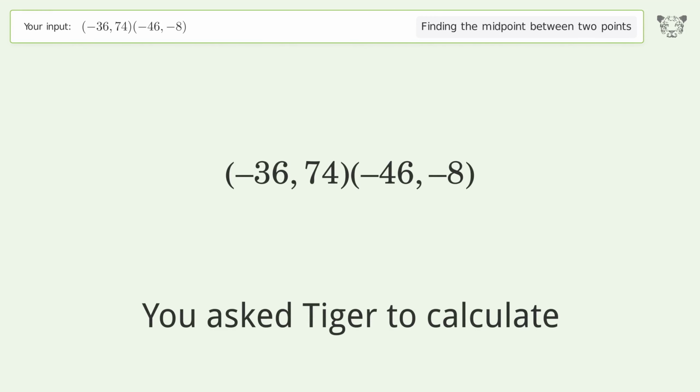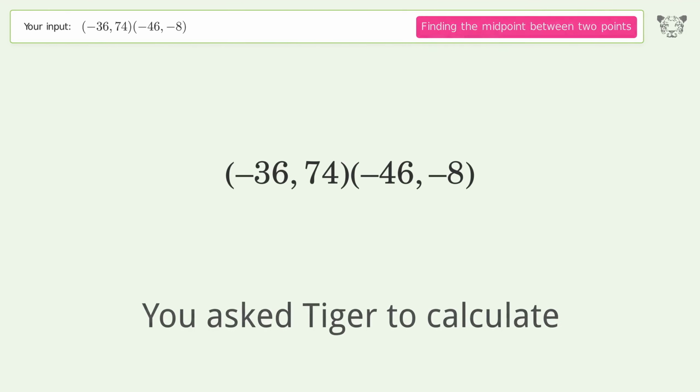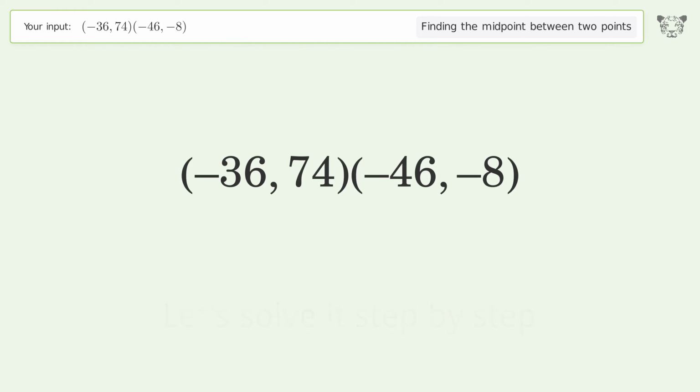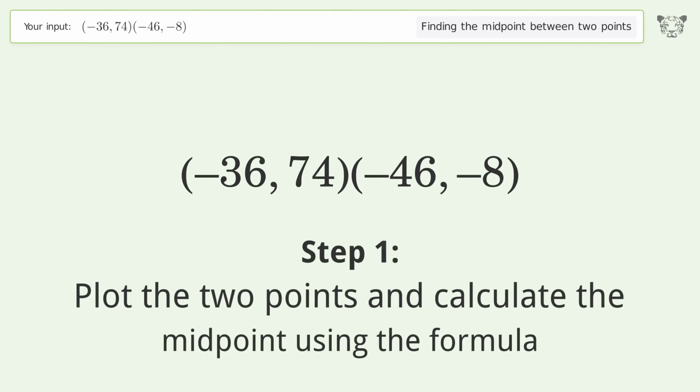You ask Tiger to calculate. This deals with finding the midpoint between 2 points. The midpoint between the 2 points is -41,33. Let's solve it step by step. Plot the 2 points and calculate the midpoint using the formula.